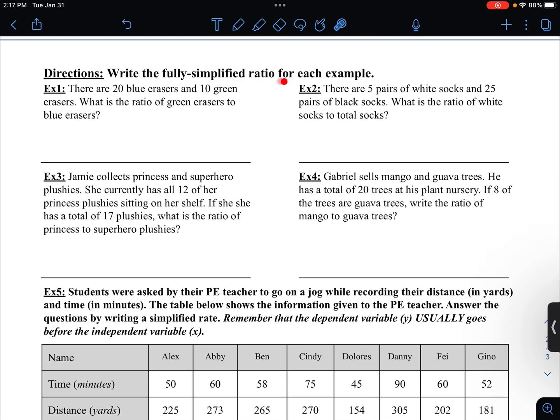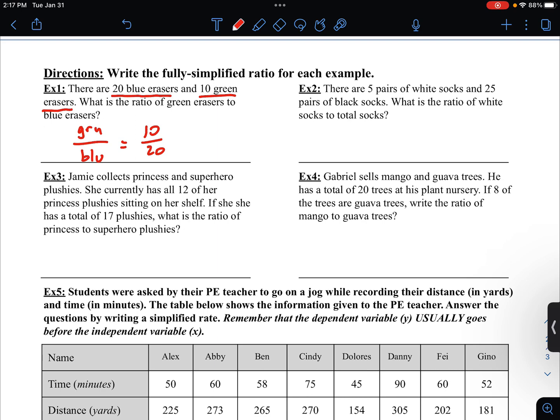Write the fully simplified ratio for each example. There are 20 blue erasers and 10 green erasers. What is the ratio of green erasers to blue erasers? So we want the ratio of green to blue. So the top is going to be green, the bottom is going to be blue. Ratio of green to blue is 10 to 20.